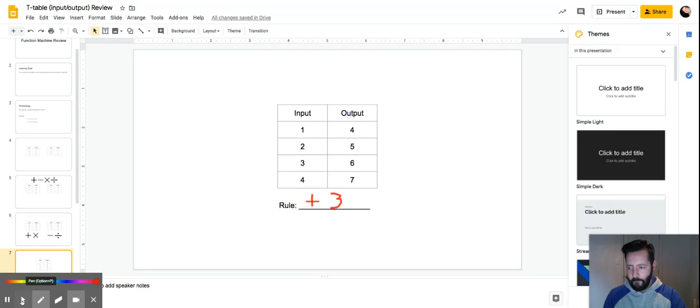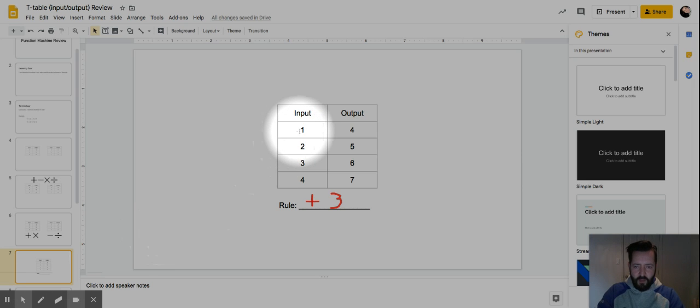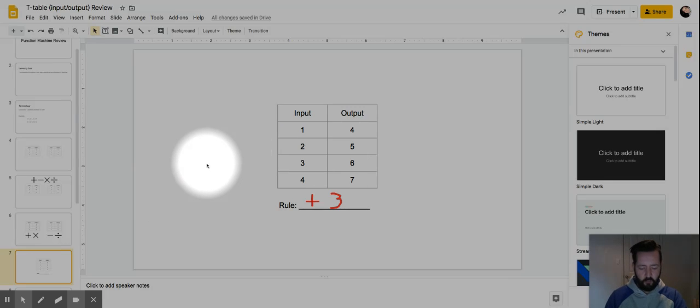Just like that. Okay, now I'm going to bring you back to that word we talked about at the start of today's lesson. These numbers are consecutive, our input numbers. It goes 1, 2, 3, 4. And it also turns out that our output numbers are consecutive as well, 4, 5, 6, and 7. But the thing is, we don't always have to have consecutive numbers in an input and output machine.